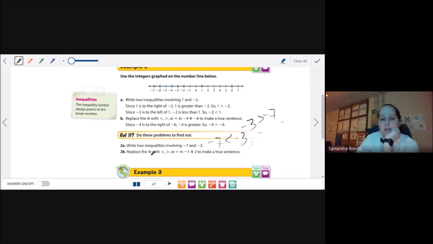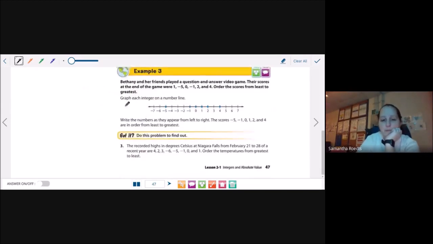Replace the circle with greater than, less than, or equal to in -1, 2. So here is -1, here is 2. -1 is to the left. So -1 is less than 2 to make the sentence true. Okay.